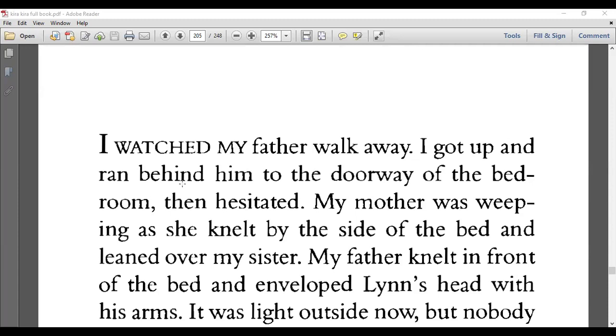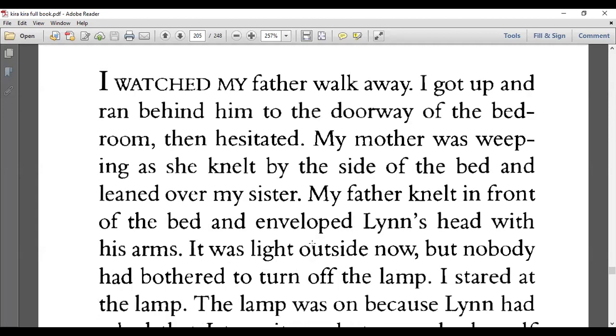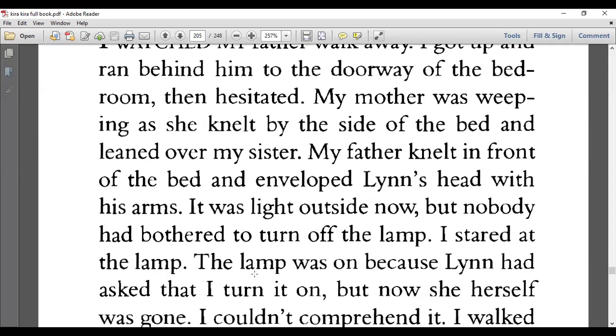a person's death. "I watched my father walk away. I got up and ran behind him to the doorway of the bedroom, then hesitated. My mother was weeping as she knelt by the side of the bed and leaned over my sister." Okay, so here we see mom is devastated. Of course, Lynn was suffering from this disease and now she has passed away. "My father knelt in front of the bed and enveloped Lynn's head with his arms." So we can see here the parents are, of course, holding on to Lynn and hugging her tightly.